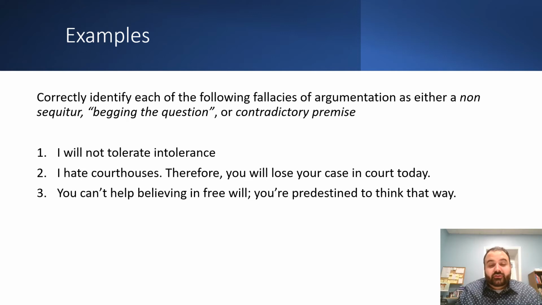You can obviously tell that this person is trying to argue in predestination, that we're already predetermined in the way we think and we act and what's going to happen to us, which is the opposite of free will. So by saying that you can't help believing in free will because you're predestined to think that way is leading the witness. It's begging the question. It's already assuming the final conclusion in your answer. And so you're trying to get someone to agree that predestination is true rather than arguing that it's true. You're predestined to think that way. That's begging the question. You're leading the witness.